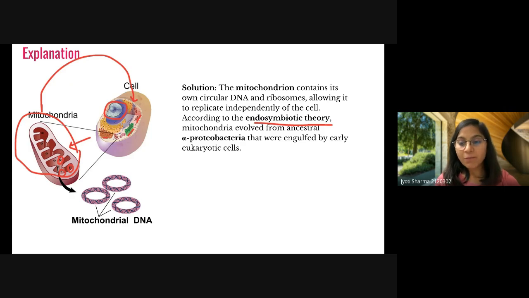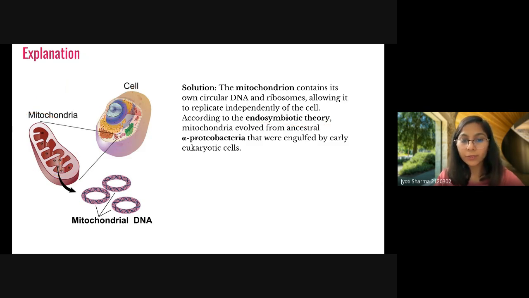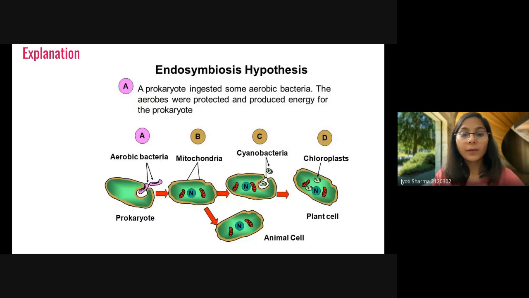So it was initially one prokaryotic cell, and that gave rise to mitochondria, and that's why the mitochondria have their own DNA. So this comes under the endosymbiotic theory. Let me show you a little more detail about this. Let's say initially we have the prokaryote, and an aerobic bacteria entered into this prokaryote, and this is how it gave rise to the mitochondria.